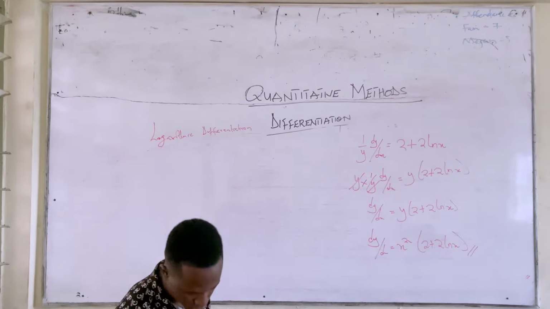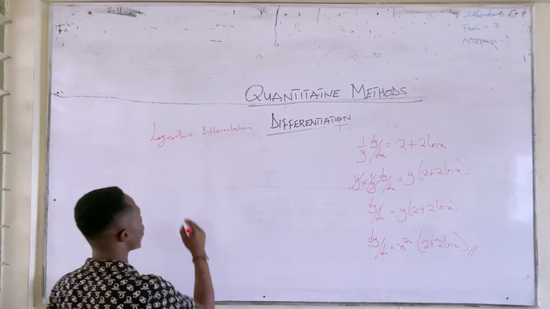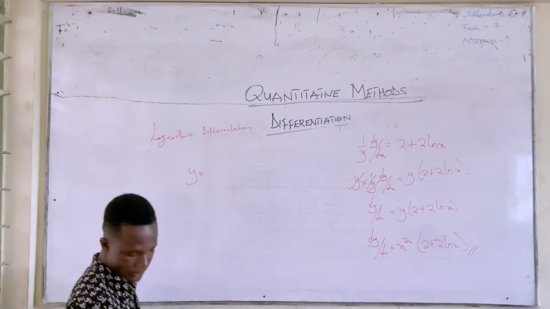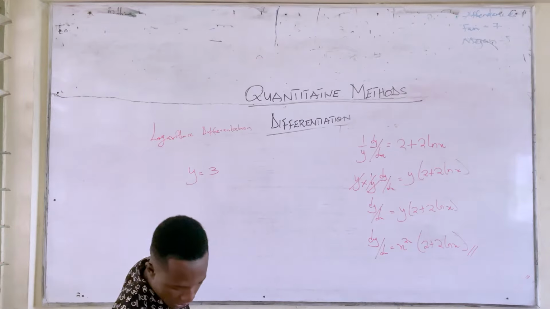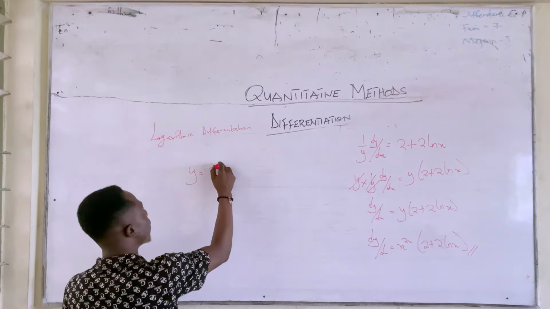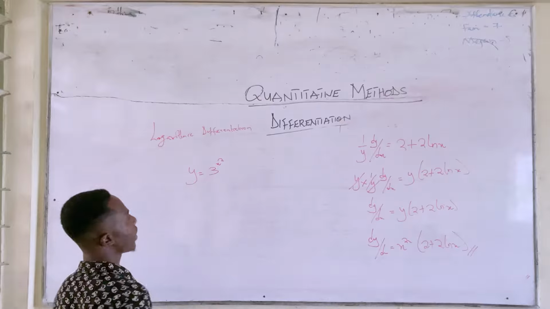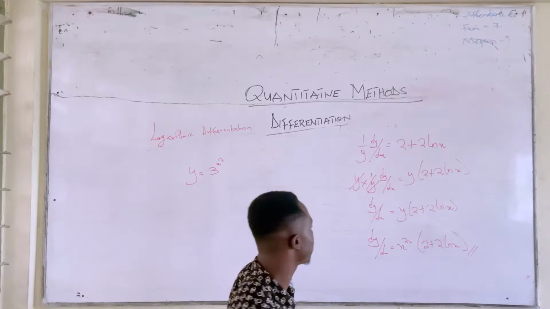Think we have done it. Try this one and give me the answer in the comment section. y equals 3 exponents x squared. Okay, so try this one and give me the answer in the comment section.